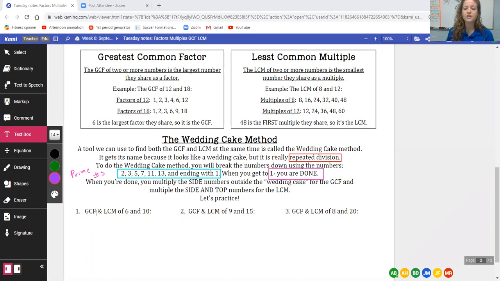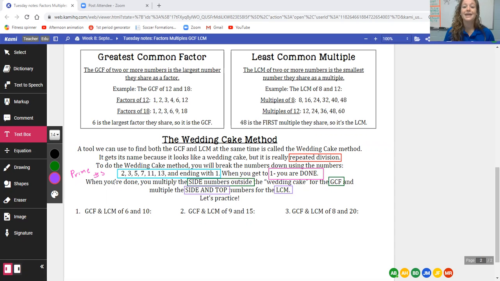Okay, when you're done, you multiply the side numbers outside the wedding cake for the GCF, and you multiply the side and the top numbers for the LCM. So side numbers are for your GCF. I'm going to try to color code it for y'all so that y'all can refer back to it. And then your side and top numbers are for the LCM.